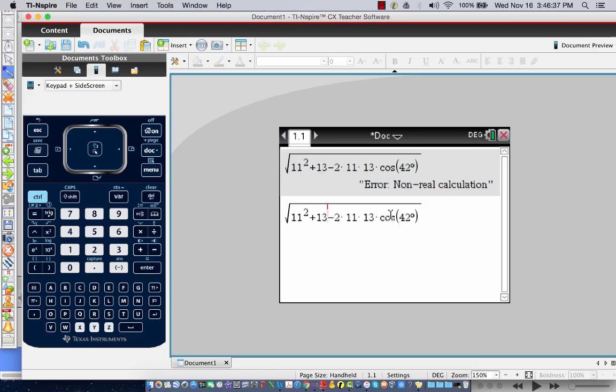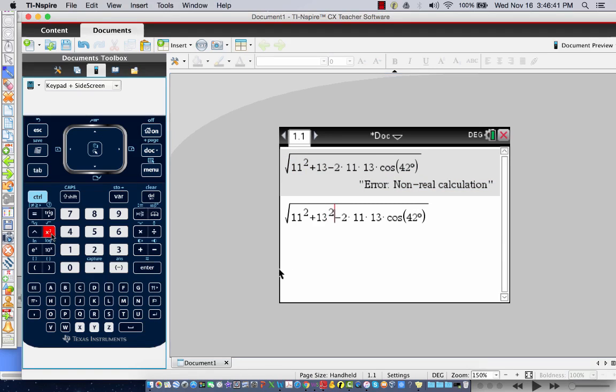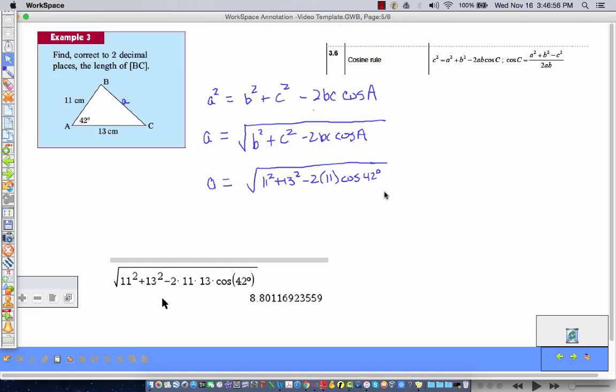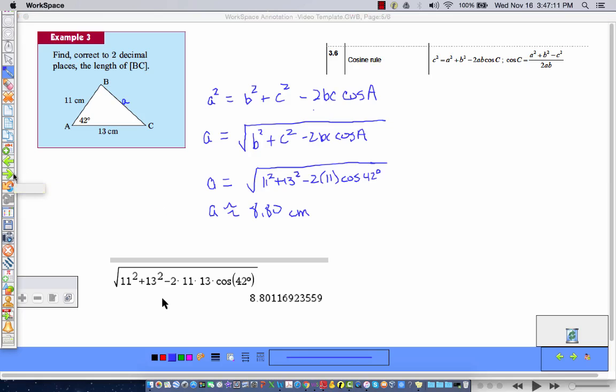So what happened is this became the square root of a negative number. So if I go up and hit enter and just do it again, everything's going to work out swimmingly. Okay, so let's take a picture of that and put that A is approximately equal to 8.80 centimeters. Very good, very interesting. All right, let's move forward.